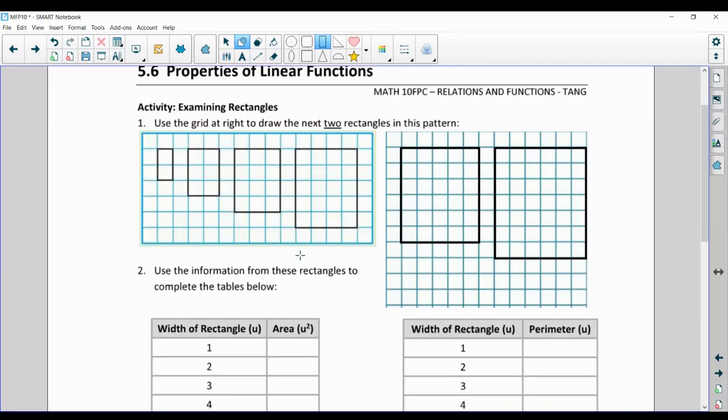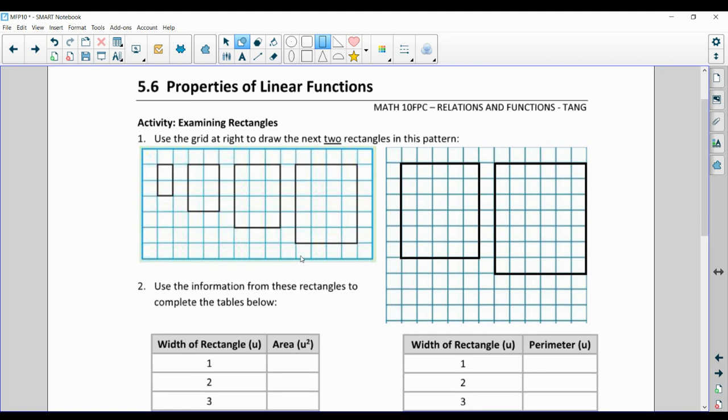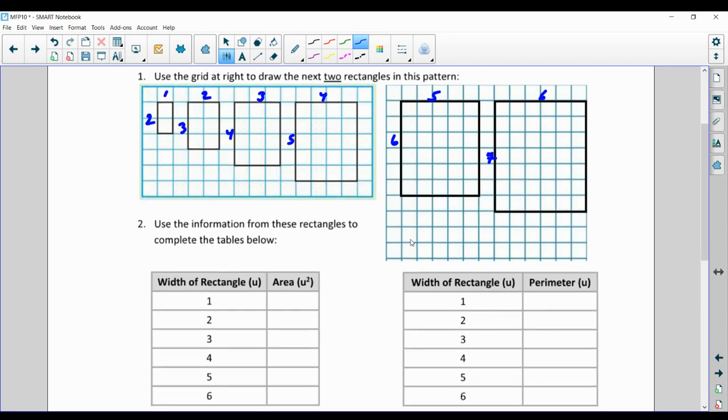So use the information from these rectangles to complete the tables below. Another thing that it might be helpful to do here is to actually just label that this one was a 1 by 2, this one was a 2 by 3, this one was a 3 by 4, 4 by 5, this one we said was 5 by 6, and 6 by 7. That will actually help us out a little bit as we fill out these next tables.